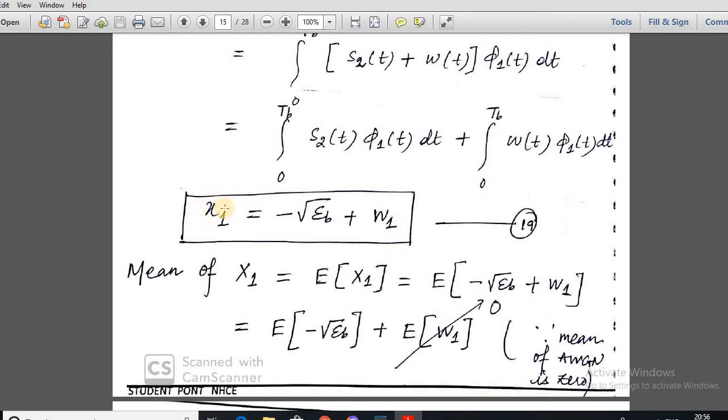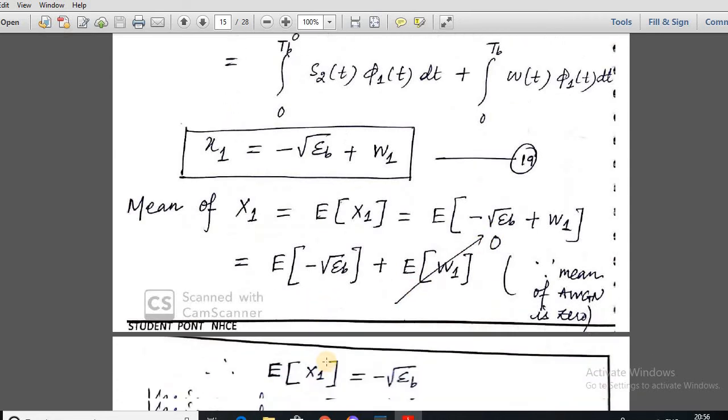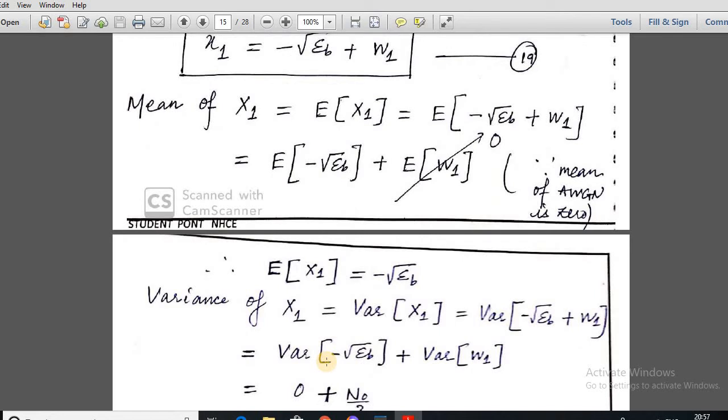Let us now find the mean of x1 and the variance of x1. The mean of x1 is the expected value of x1, which is the expected value of minus root of Eb plus w1, equal to the expected value of minus root of Eb plus the expected value of w1. We have already assumed that the AWGN noise has zero mean, so that value is 0. What we are left with is the expected value of the constant, since there is only one value, the mean is the same as the value. So the mean of x1 is equal to minus root of Eb.